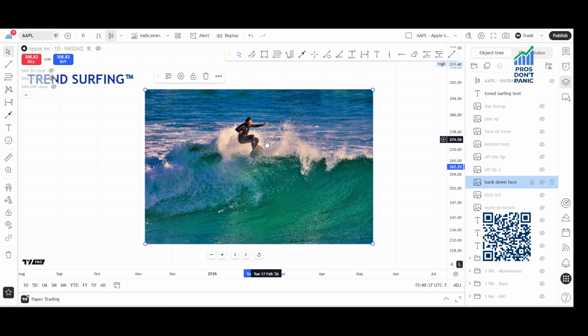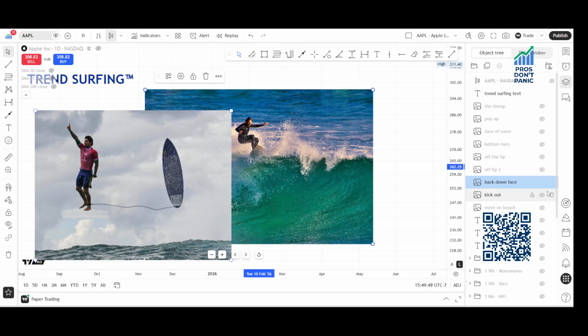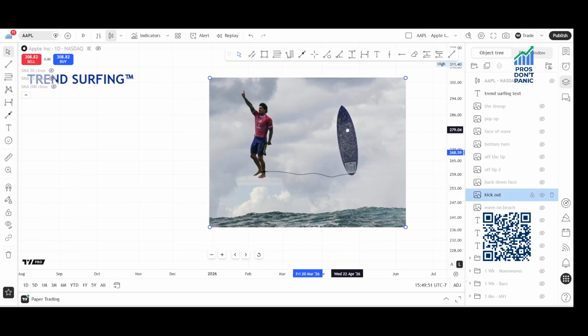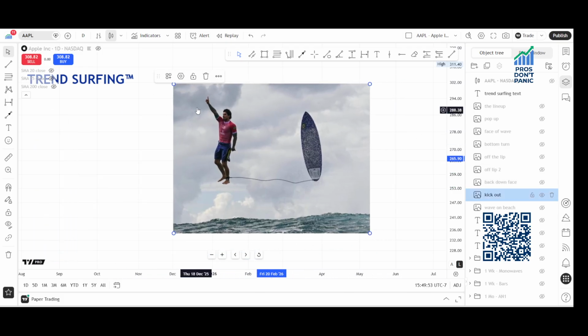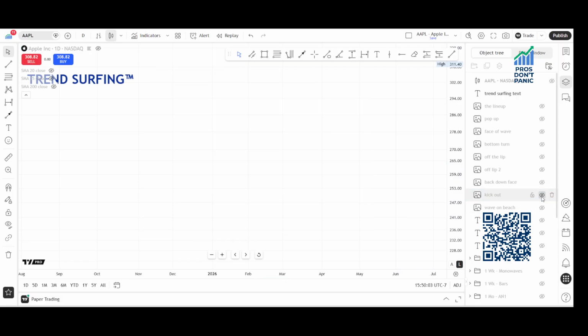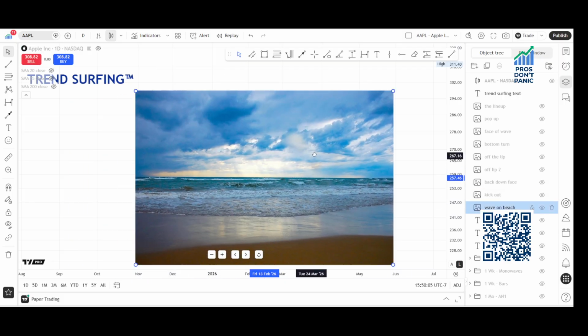And then as you come down the face of the wave, at least on the second time, you're going to be looking for candles that tell you that your wave has crashed on the beach and dissipated. And then you're going to kick out of this wave. So this is Gabriel Medina. It's a famous photograph of him kicking out of a wave in a contest. You're going to kick out of that wave. Why? Because the wave has ended up on the beach.